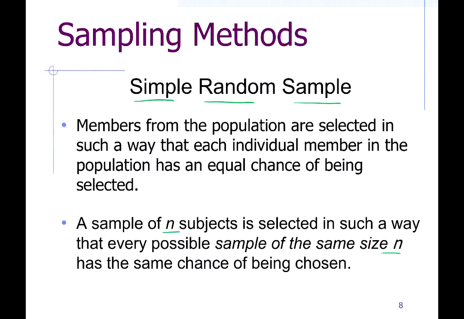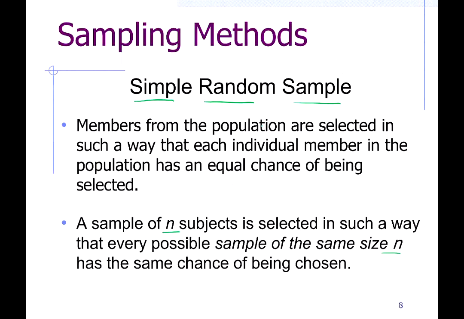We want to avoid collecting data in such a way that makes some people more likely and some people less likely to be part of your study. And so when we eliminate those differences, our collection method is called simple random.